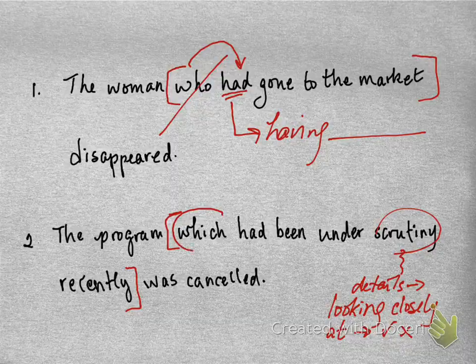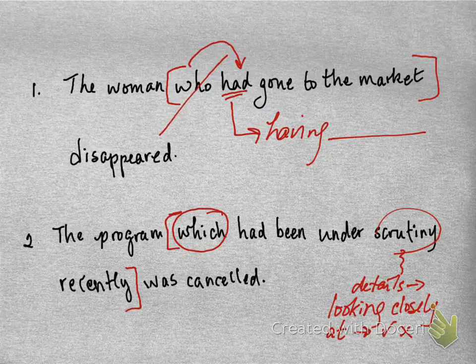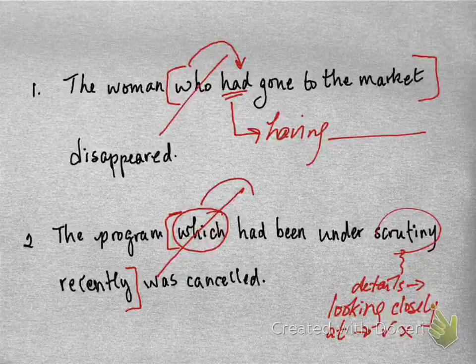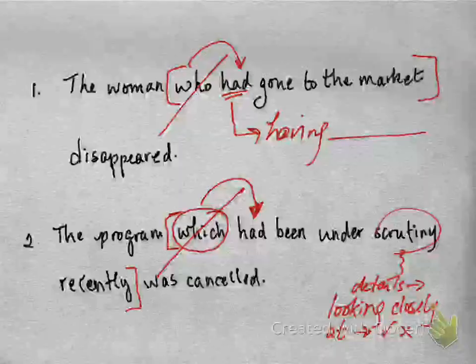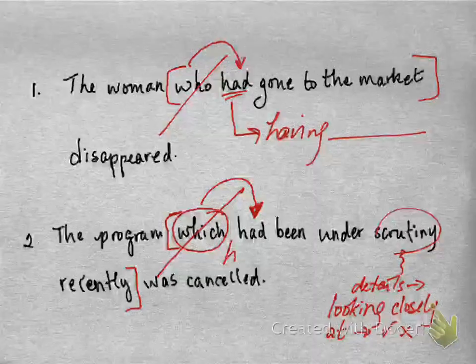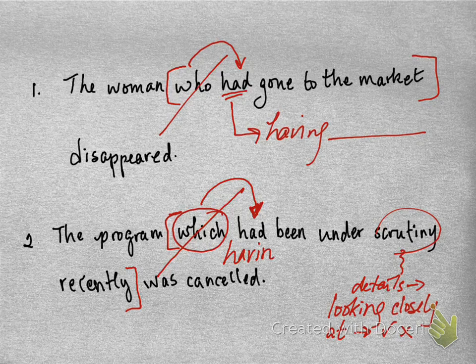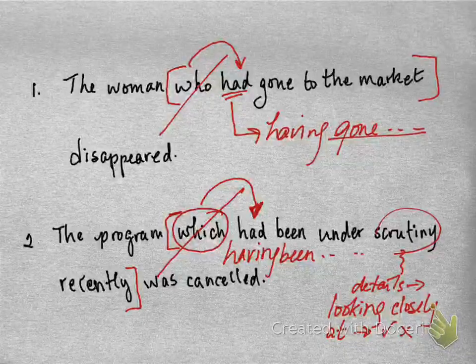Okay, here's our relative pronoun. It's functioning as the subject, so we remove it, we reduce it. Then we look at the next one. It's had. Having been, and you keep the rest of it. This one's having gone, and you keep the rest of it.